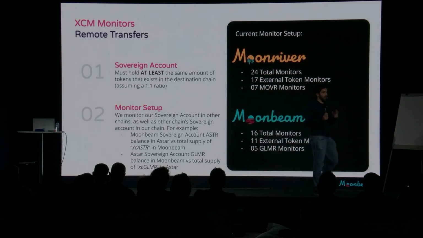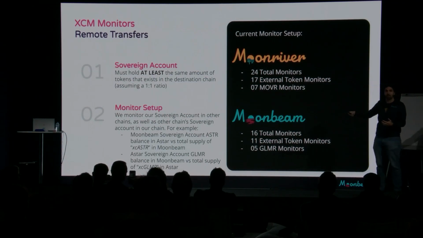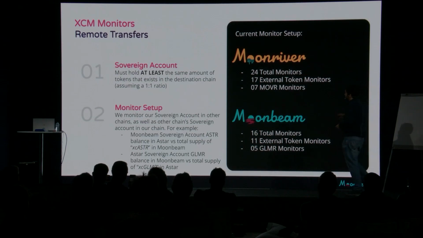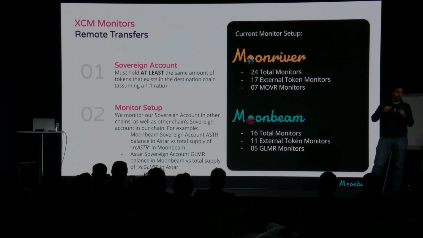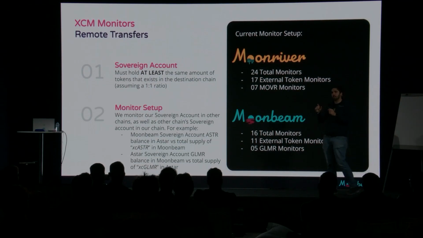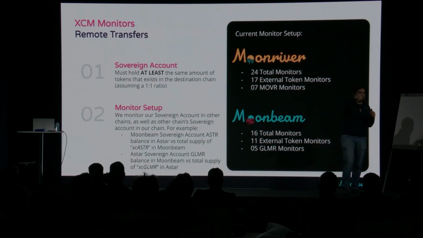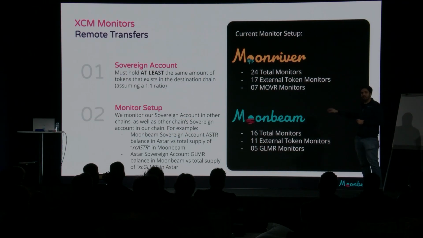And when we open XCM channels with other teams and so on, we actually create monitors that are monitoring these balances, because it's important that the rule I mentioned before is kept. On Moonriver, we have a total of 24 monitors. 17 monitors are checking these balances between the Moonbeam sovereign account and the other tokens, and 7 monitors are monitoring the MOVR balance between the sovereign accounts on other chains and MOVR. And we have 16 monitors on Moonbeam, 11 for external tokens and 5 for GLMR monitors, right?